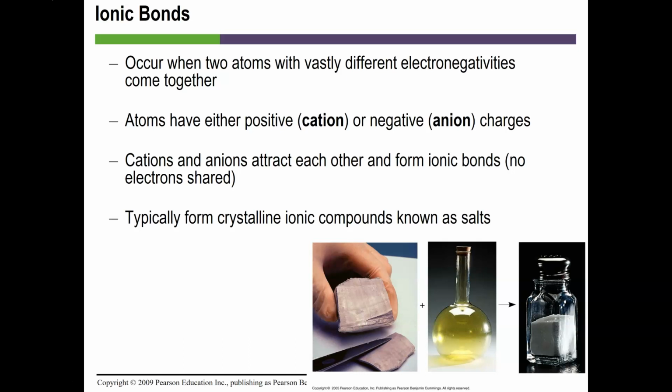There is no sharing of the electron. One is actually handing off an electron and the other is taking it, and then those oppositely charged atoms or molecules are attracted to each other and they come together. They typically form crystal structures known as salts. Table salt is formed from ionic bonds between sodium and chlorine ions.